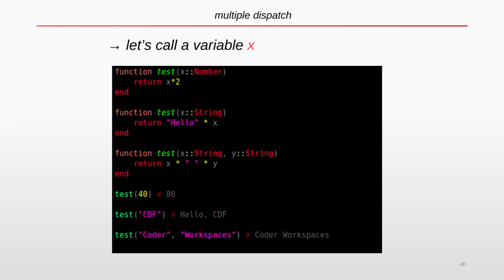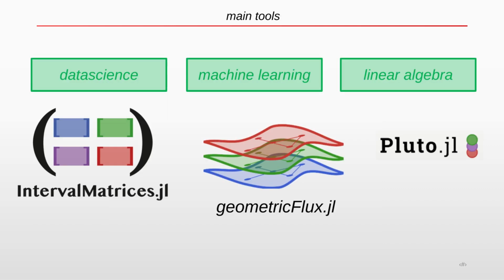The last but not the least topic I would like to point here is the multiple dispatch. It is very useful, mainly in numeric programming, because you can define various functions with the same name but argument of different types. Here the example shows the function test that can receive any of these arguments without giving us errors. So, Julia is versatile to applications in data science, machine learning, and linear algebra.